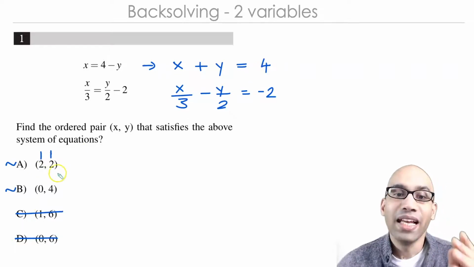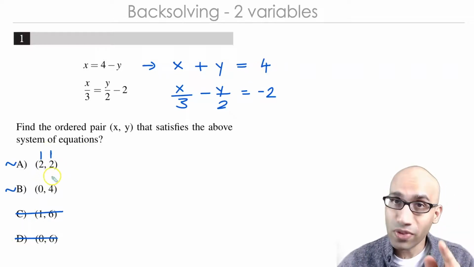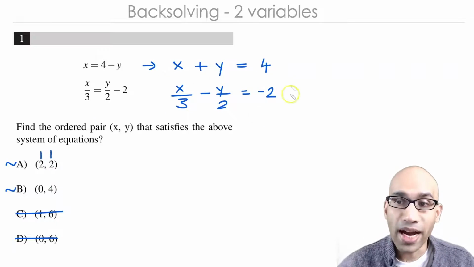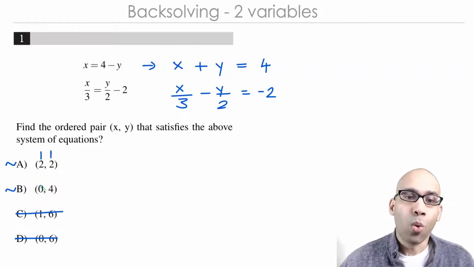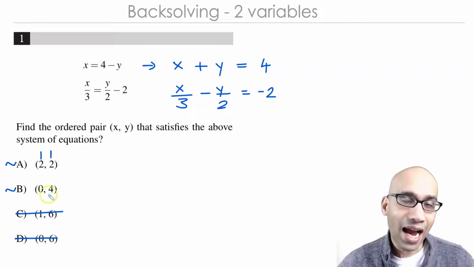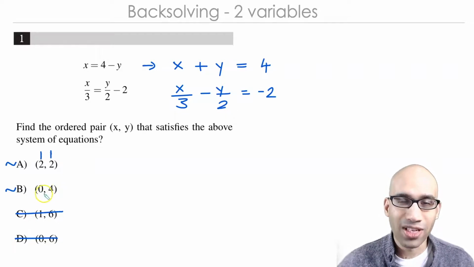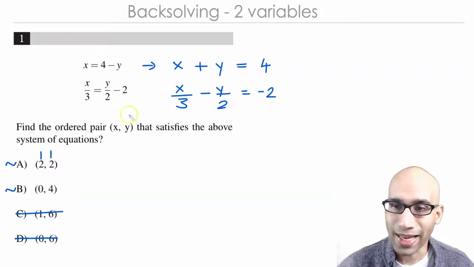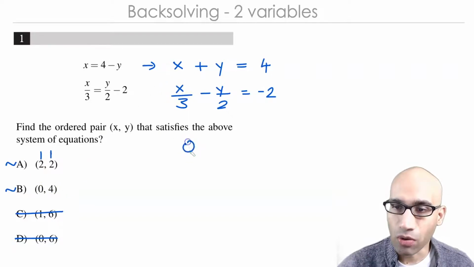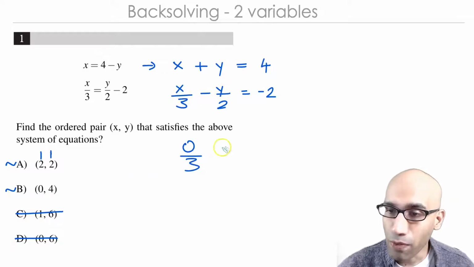Now our task is to see which of these choices can apply to the second equation. Now you've got 2 and 2 and 0 and 4, and you've got to judiciously consider which of these choices you're going to try first. I would try 0 and 4 because there's a 0. It's usually going to be easier. So I'm going to put in 0 and 4 right over here. I'm just going to substitute x to be equal to 0 here, and y to be equal to 4. So I'm just going to copy down the negative sign, and then 4 over 2.